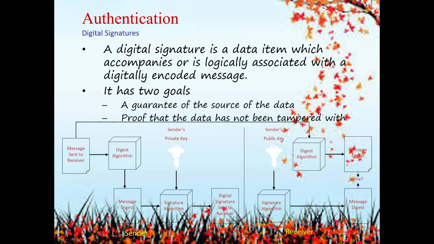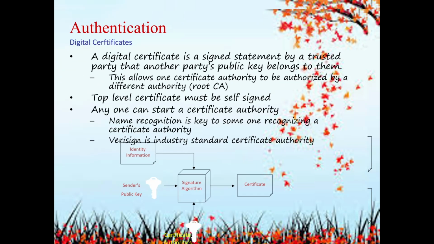Second one is the digital signature. A digital signature is a data item which accompanies or is logically associated with a digitally encoded message. It has two goals: a guarantee of the source of the data, and proof that the data has not been tampered with. Here the sender uses a private key and a public key. First you use the private key to encrypt the message, and with the public key it is decrypted.